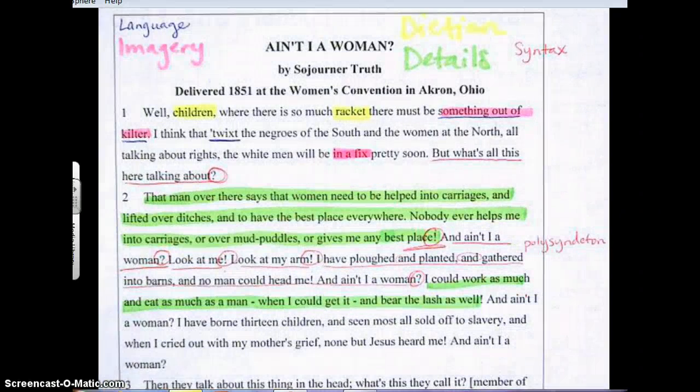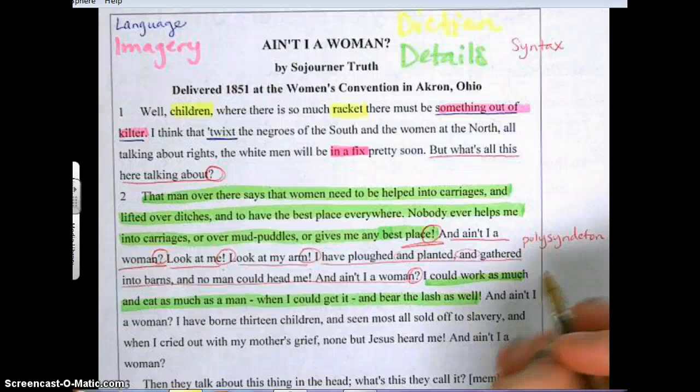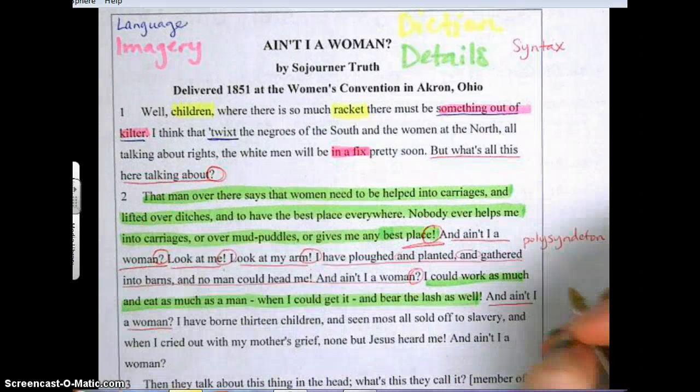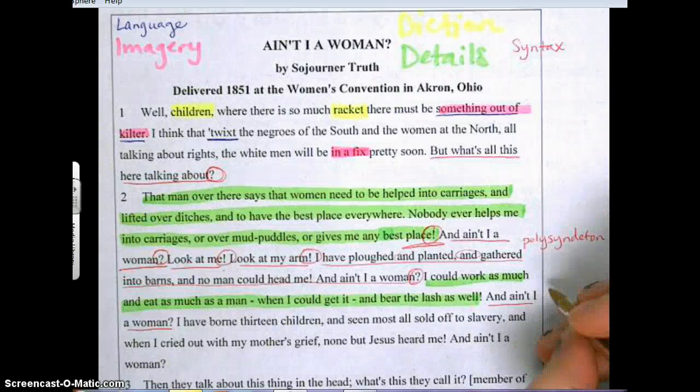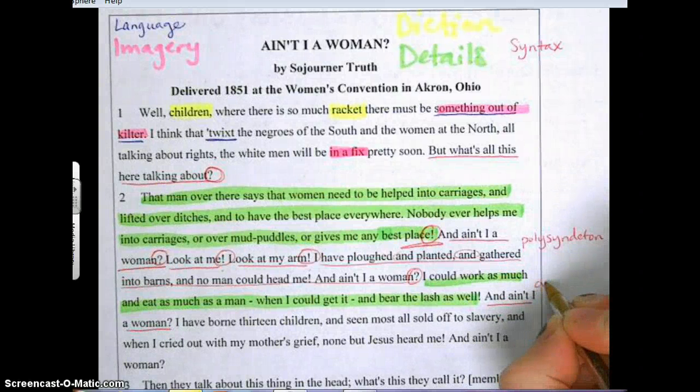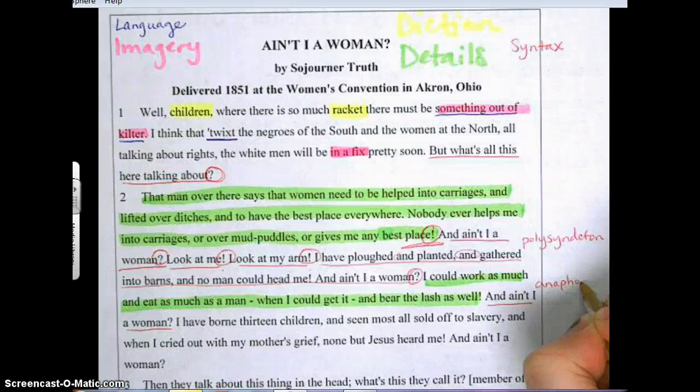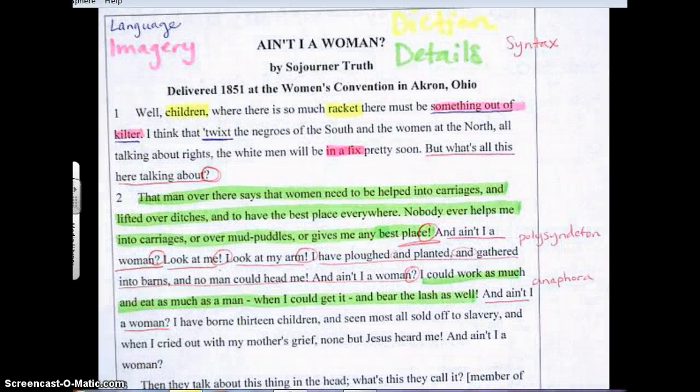"And ain't I a woman?" Oh, there it is a third time. It's almost like her refrain. It's giving the speech its theme. As she repeats it, it's giving it some rhythm. So this is a type of parallel structure called anaphora. I'll label that one for you too.